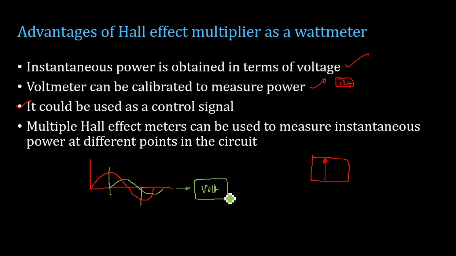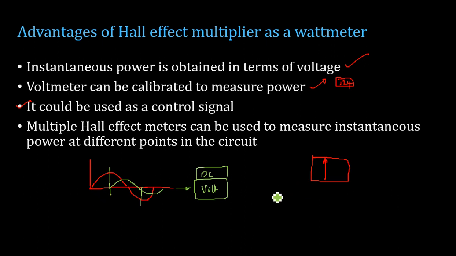Once you give this output to a voltmeter, if we give this output to a DC voltmeter, it gives the average value of power consumed in DC form. In that way you can indicate your power just by changing the scale. Instead of a voltage scale, you have to put a new calibrated power scale, and that scale will indicate the power consumed. So the instantaneous value of power is being measured.